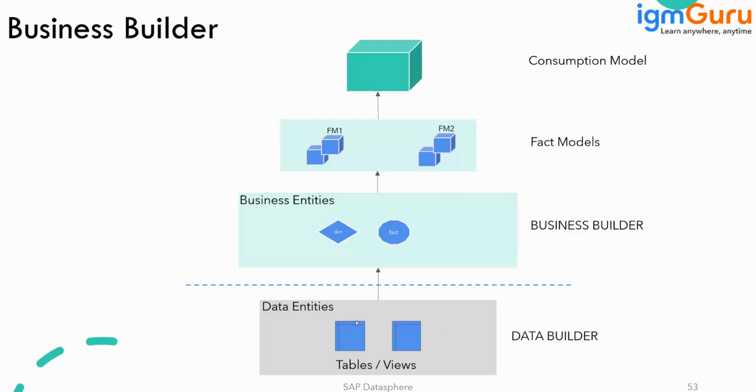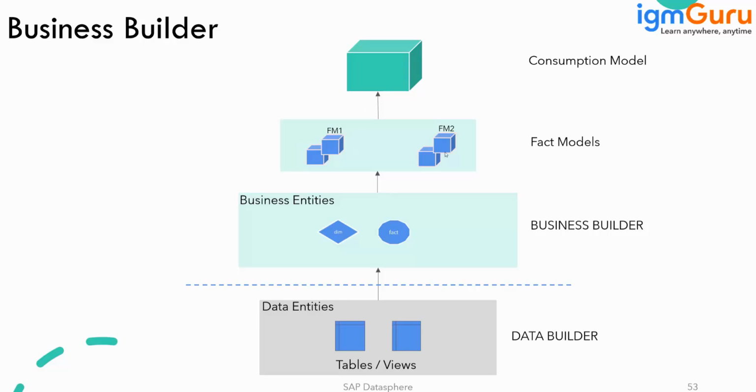So, a simple diagram here: you have data entities, data builder. By data entities, we say tables, views. You have in business entities, dimensions and facts. And you could also always build more than one fact model. You could combine dimensions and facts and build a fact model. It's very similar to an analytical data set or an analytical data model in the underlying data builder, right? We can have many different fact models we want. It depends on how the users want their modeling to be.